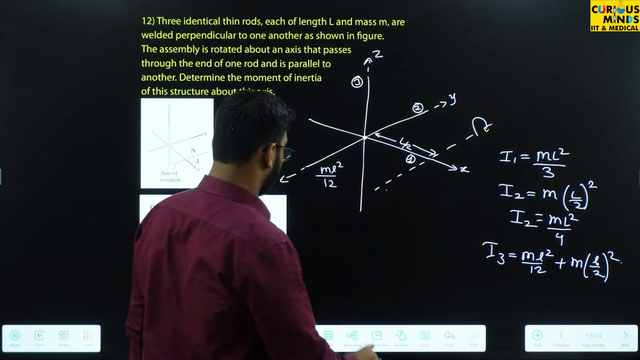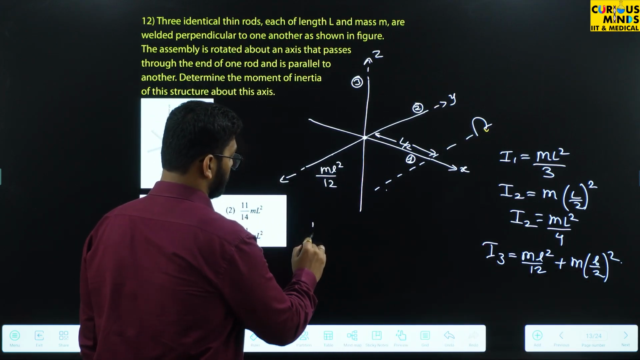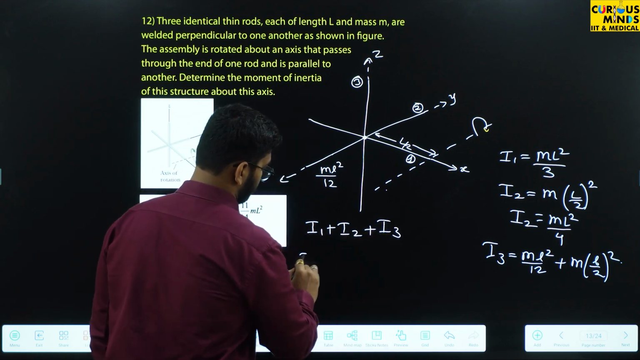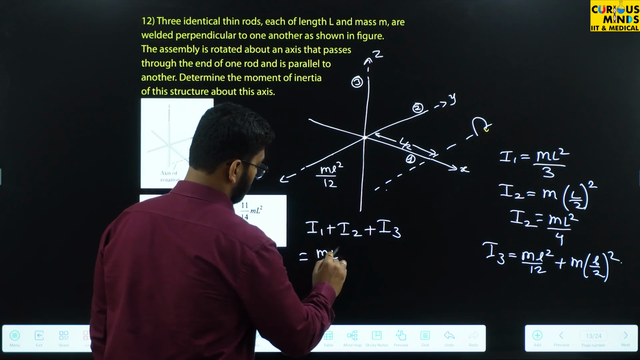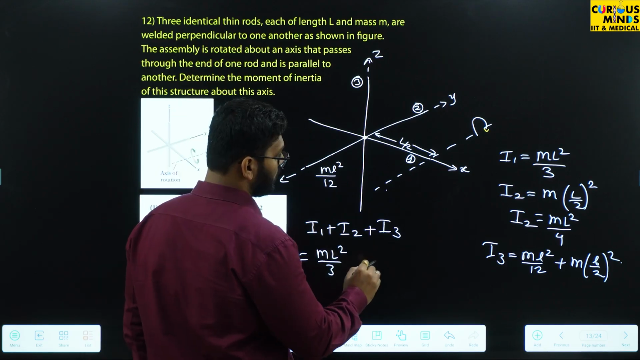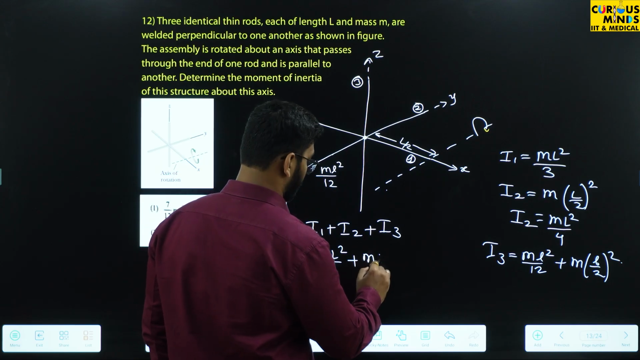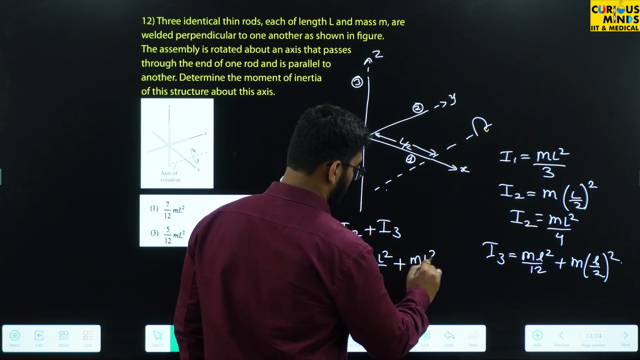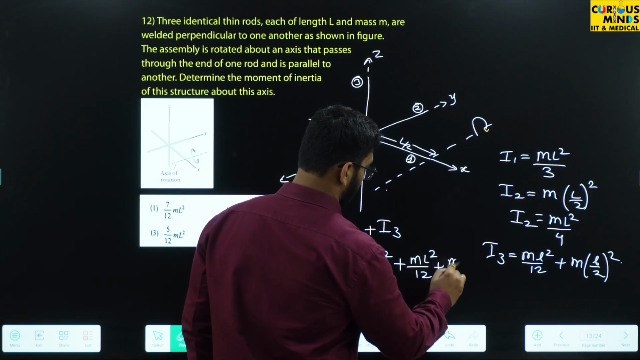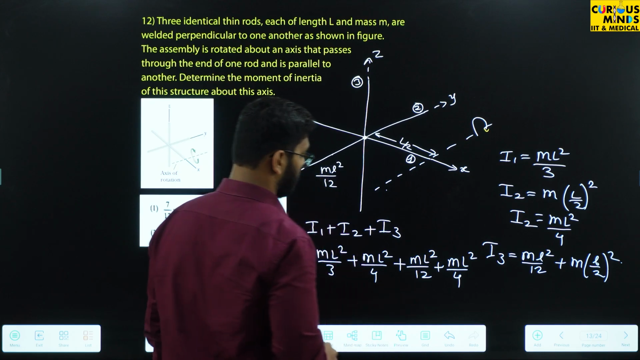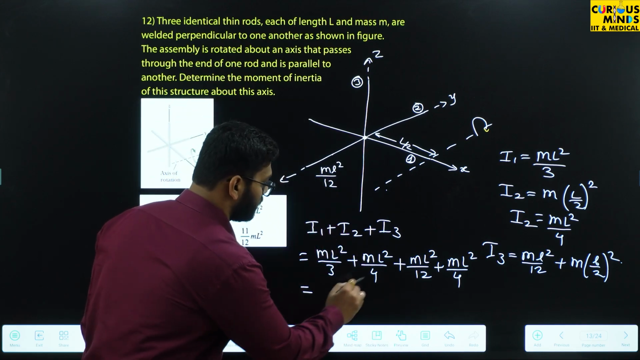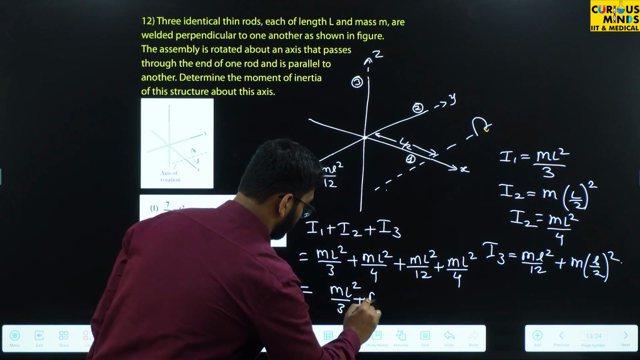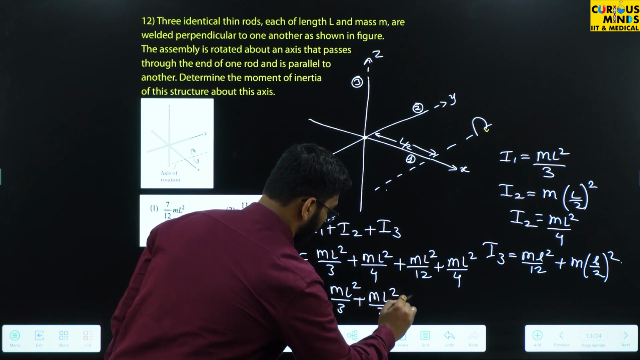Now let's add all this to get the total moment of inertia. So I1 plus I2 plus I3. I1 is ml square by 3, I2 is ml square by 4, plus I3 is ml square by 12 plus ml square by 4. So now this one will be ml square by 2. This is ml square by 3 plus ml square by 2 plus ml square by 12.